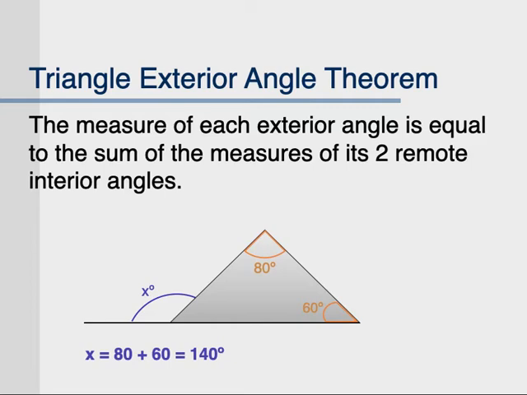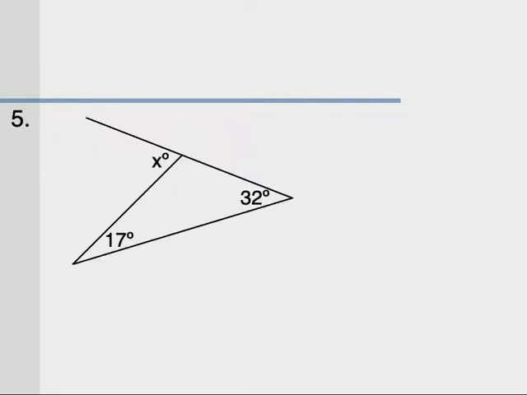This theorem provides an excellent shortcut for problems like number 5. All you have to do was say, if x is an exterior angle, I just add the remote interior angles. X would equal 17 plus 32. X equals 49.